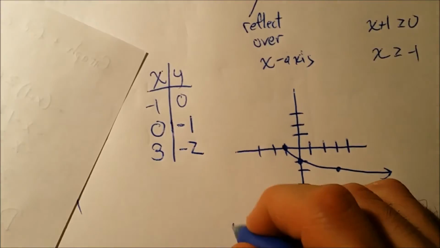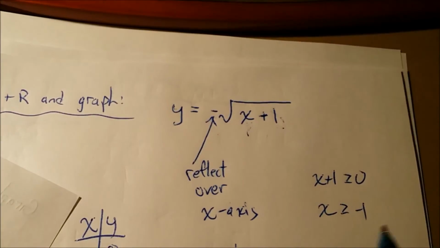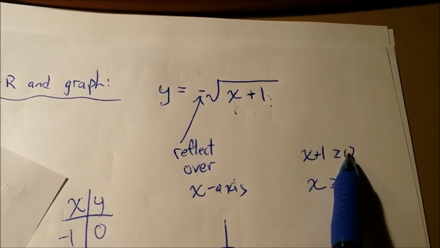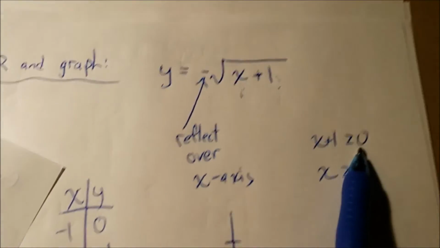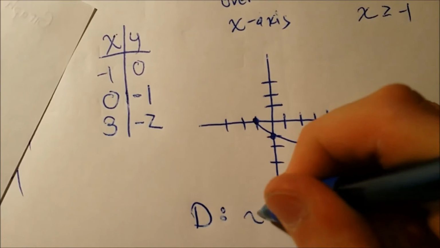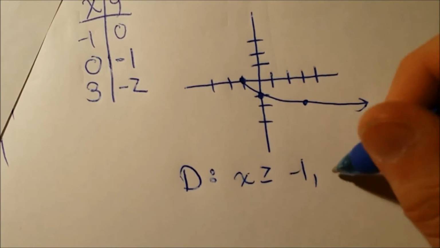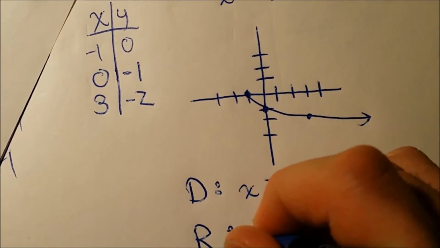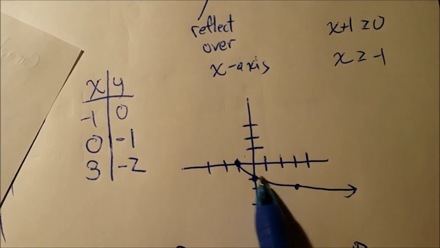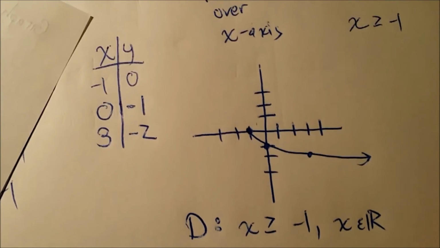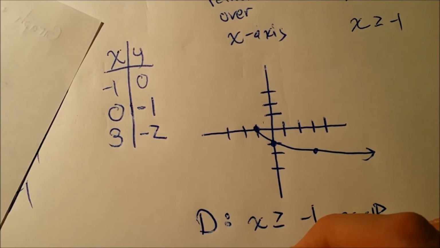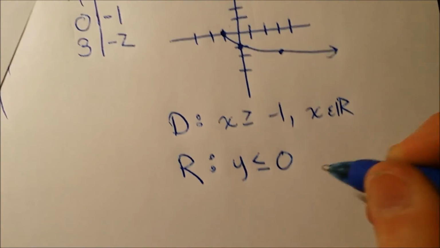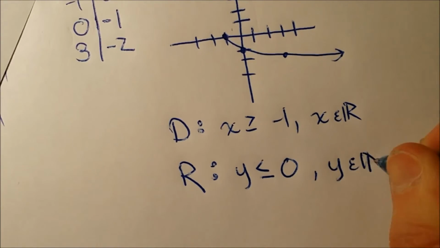So, domain. We figured that out. You can always find your domain by taking the radicand and solving the inequality when it's greater than or equal to 0. So I'm just going to write that x is greater than or equal to negative 1, x an element of the reals. For my range, this is an example where our range can indeed be those negative values for y. So my range is going to be y less than or equal to 0, and y is an element of the reals.